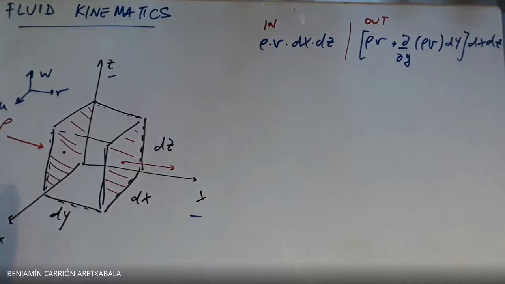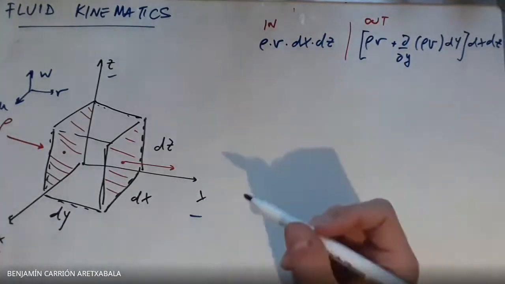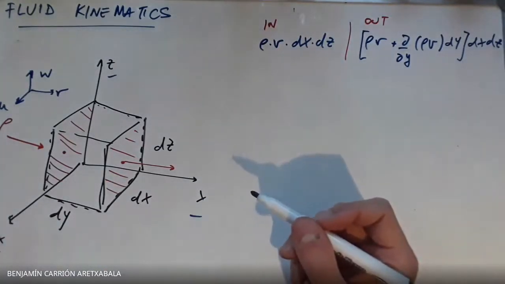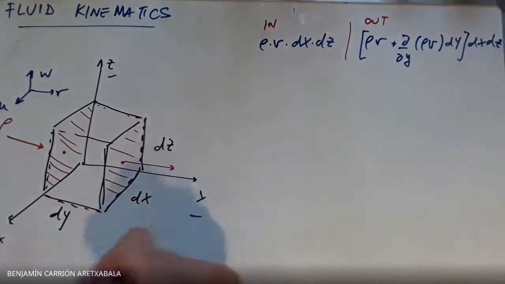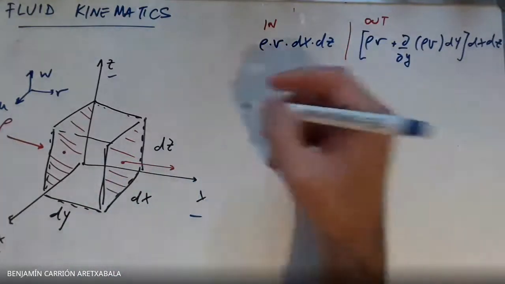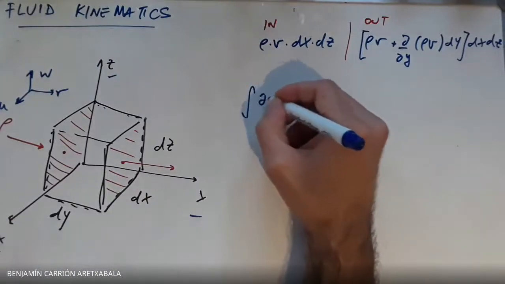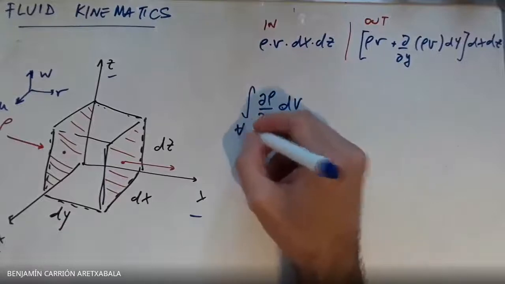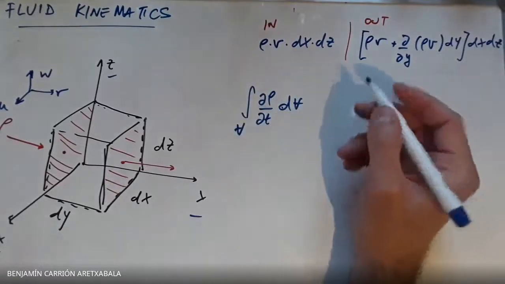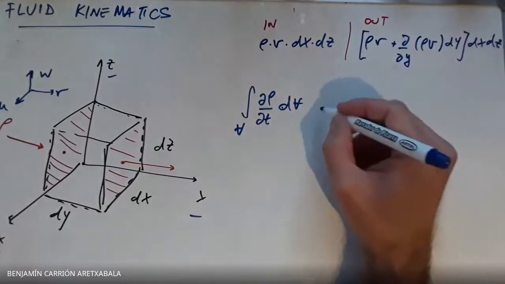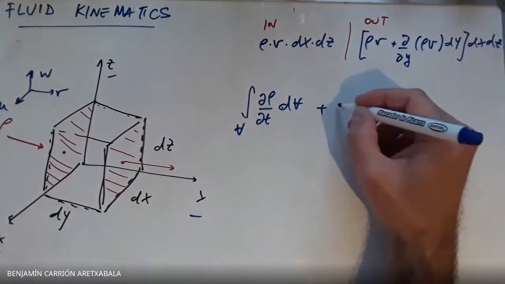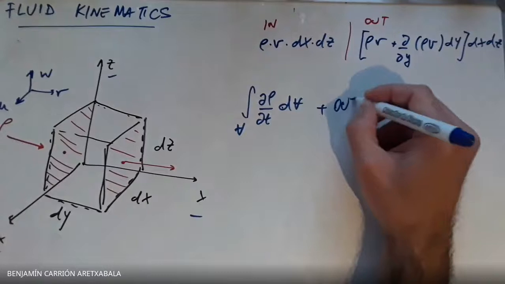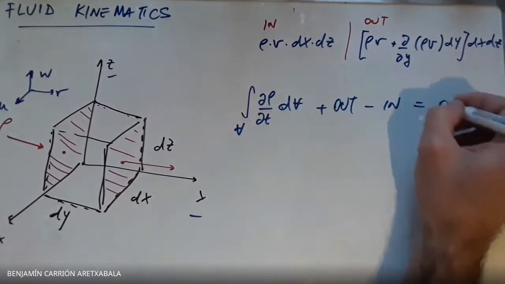So we can express that as follows: the change of mass in this control volume is going to be the integral of the derivative of rho over time over the volume, plus the outflow minus the inflow, which should be 0.